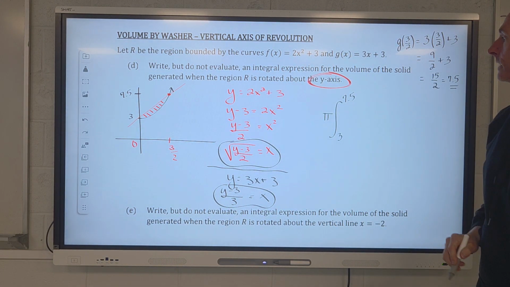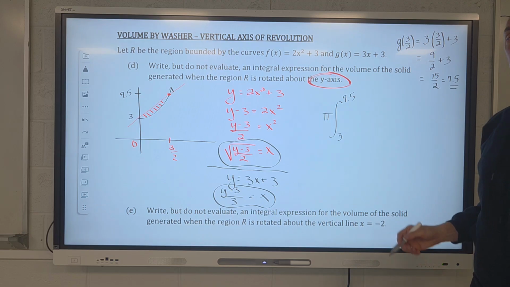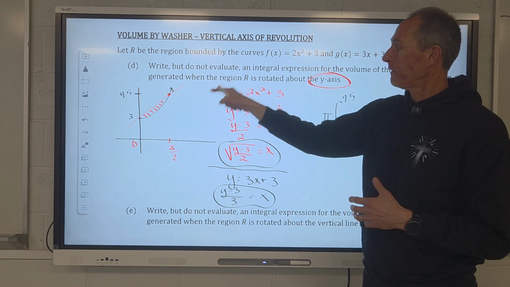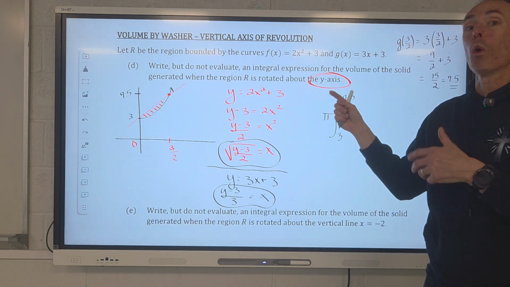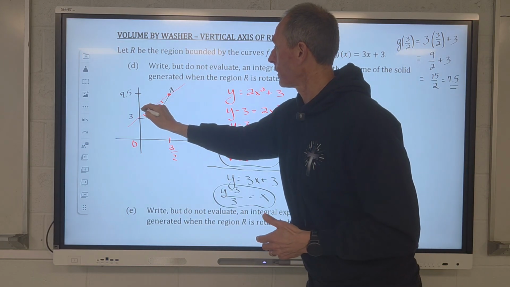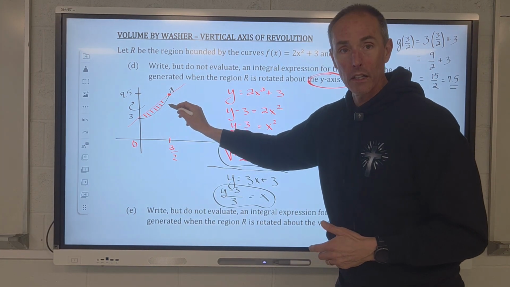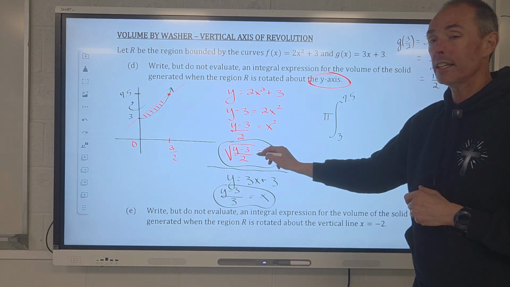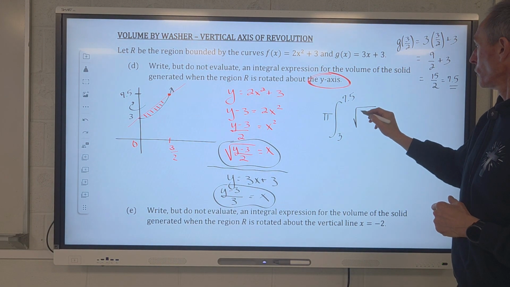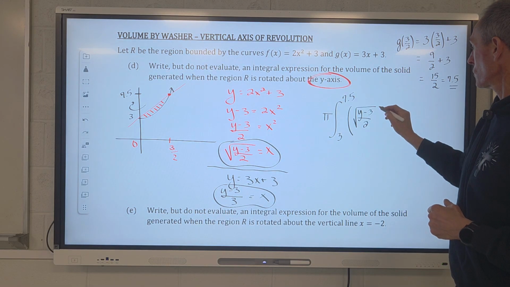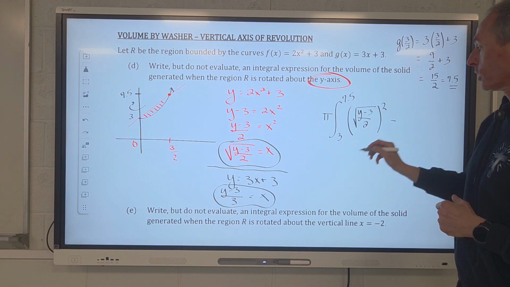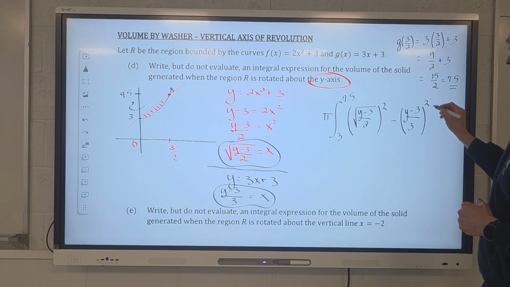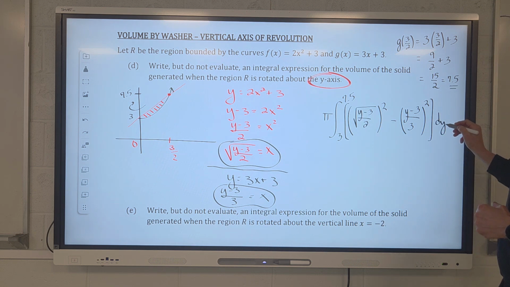Still got the pi on the outside. Now, when we talk about outer radius versus inner radius, again, the determining factor is how far the function is from the axis of revolution, which one is farther. So when I look at this, I'm about to revolve it around the y-axis, so I can see the parabola is the one that's farther away, so that's got to go first. That's my outer radius, and that was rewritten right here. So I'm going to start with the square root of (y minus 3) over 2, squared. That's my outer radius, and now my inner radius is going to be the line, so that's (y minus 3) over 3, squared, and all of that, of course, is in terms of y.